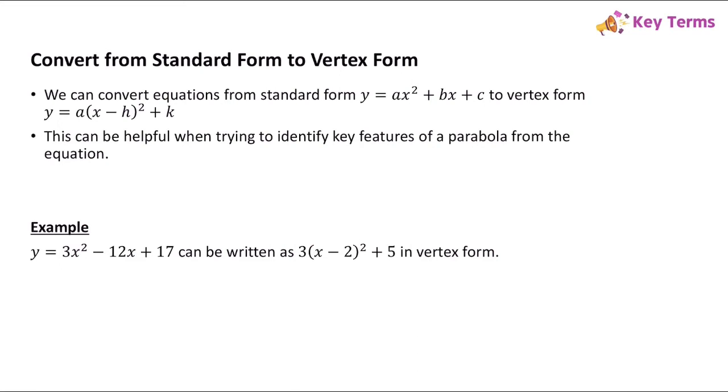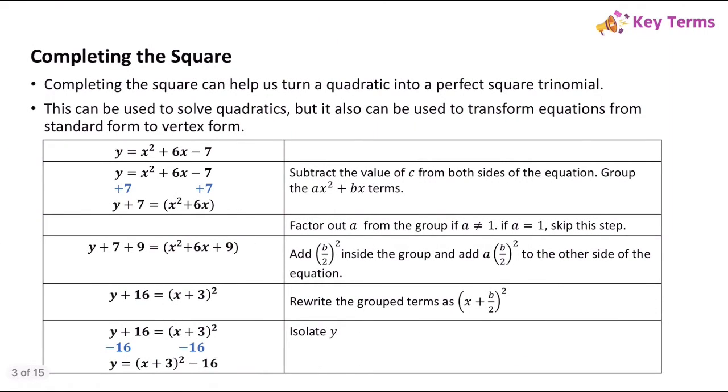For example, the equation y equals 3x squared minus 12x plus 17 can be rewritten as 3 times (x minus 2) squared plus 5. And notice that this equation is in vertex form. So what we can do is use a technique called completing the square that you've seen before back in Algebra 1 when you were solving quadratics. It helps us turn a quadratic into a perfect square trinomial.